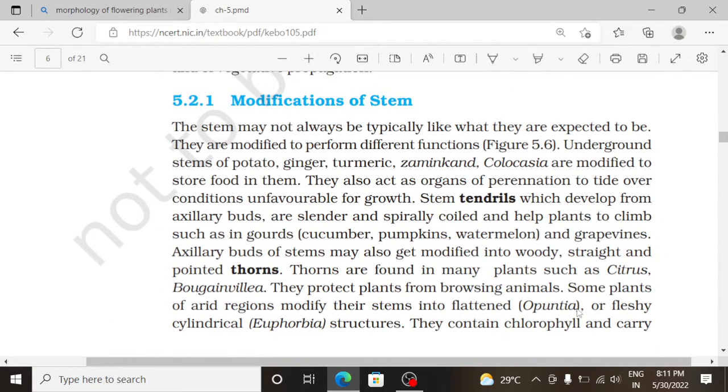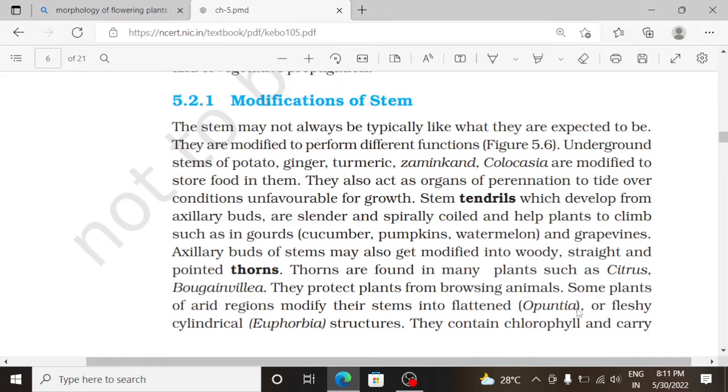Modifications of stem. The stem may not always be typically like what they are expected to be. They are modified to perform different functions. Underground stems of potato, ginger, turmeric, zaminkand, colocasia are modified to store food in them. They also act as organs of perennation to tide over conditions unfavorable for growth.